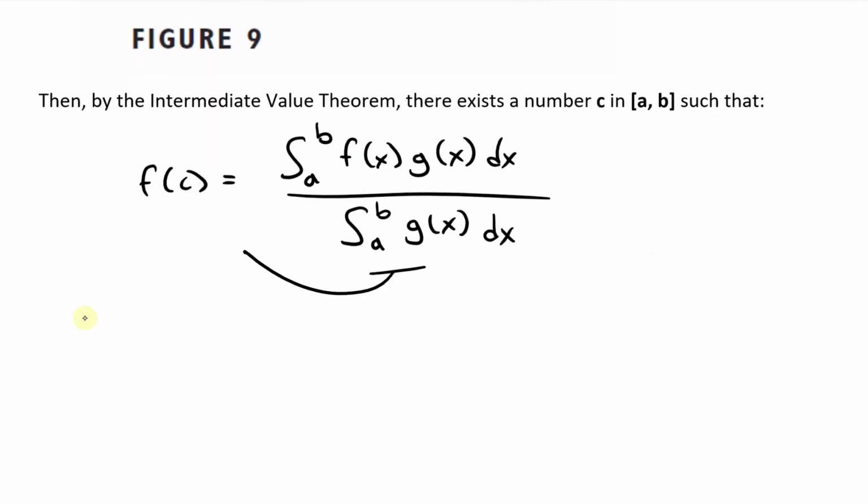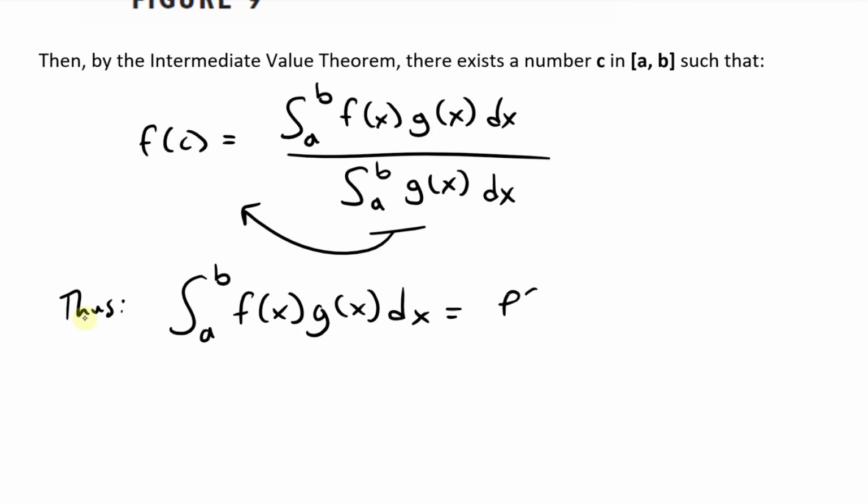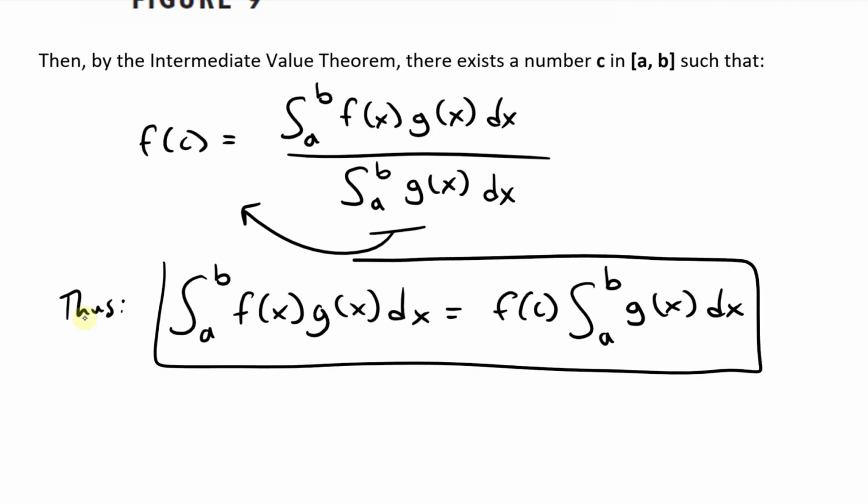And thus we can just take this and move it over to this side, and also rewrite this in front, so move that over to the other side. So thus, we're going to have integral from a to b of f of x g of x dx equal to f of c, an intermediate value between the maximum and the minimum, times integral from a to b of g of x dx. So there it is, and there's our proof. And again, c is between a and b. And let's just circle this. There it is. This is exactly the proof.